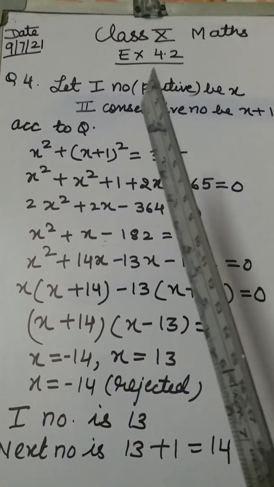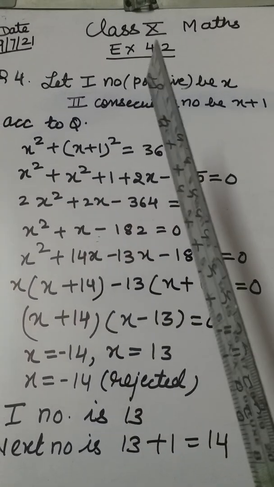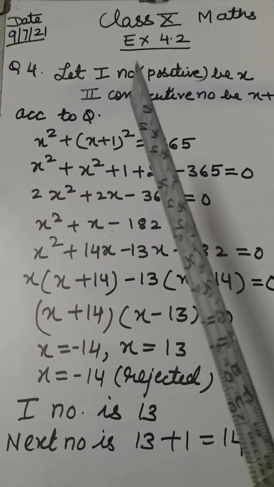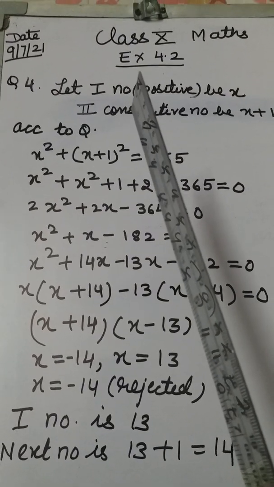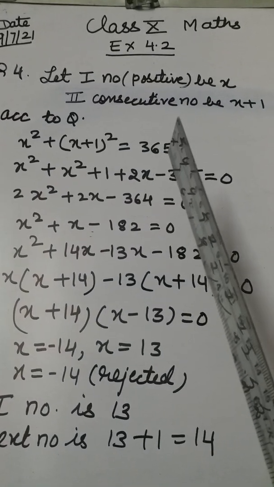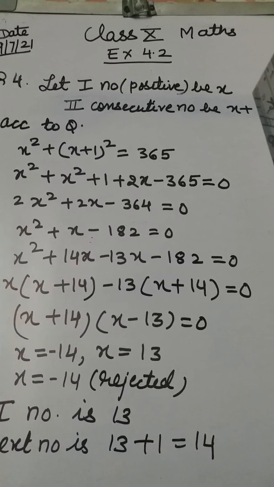Today I am going to explain question number 4 of exercise 4.2. Here in the question it is given that the sum of the squares of two consecutive positive integers is 365. You have to find those consecutive positive integers.